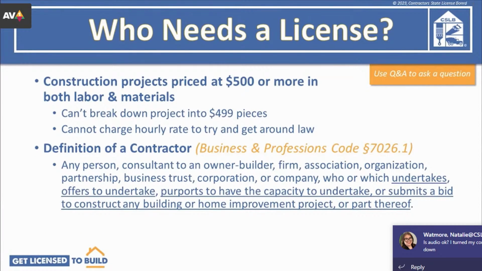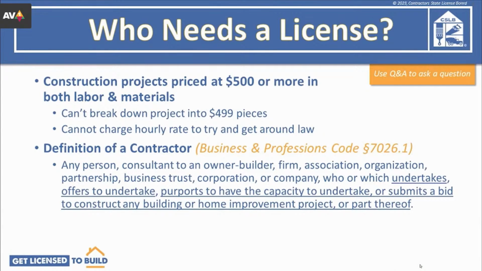First, we'll look at who needs a license. Here in California, a state contractor's license is needed for all construction projects priced at $500 or more. That includes both labor and materials, no matter who purchases the materials. The law doesn't let you break down a project into $499 pieces. It's an entire project. Also, you can't charge an hourly rate to get around the $500 threshold. If the hourly cost times the number of hours for the job totals $500 or more, you need a contractor's license.